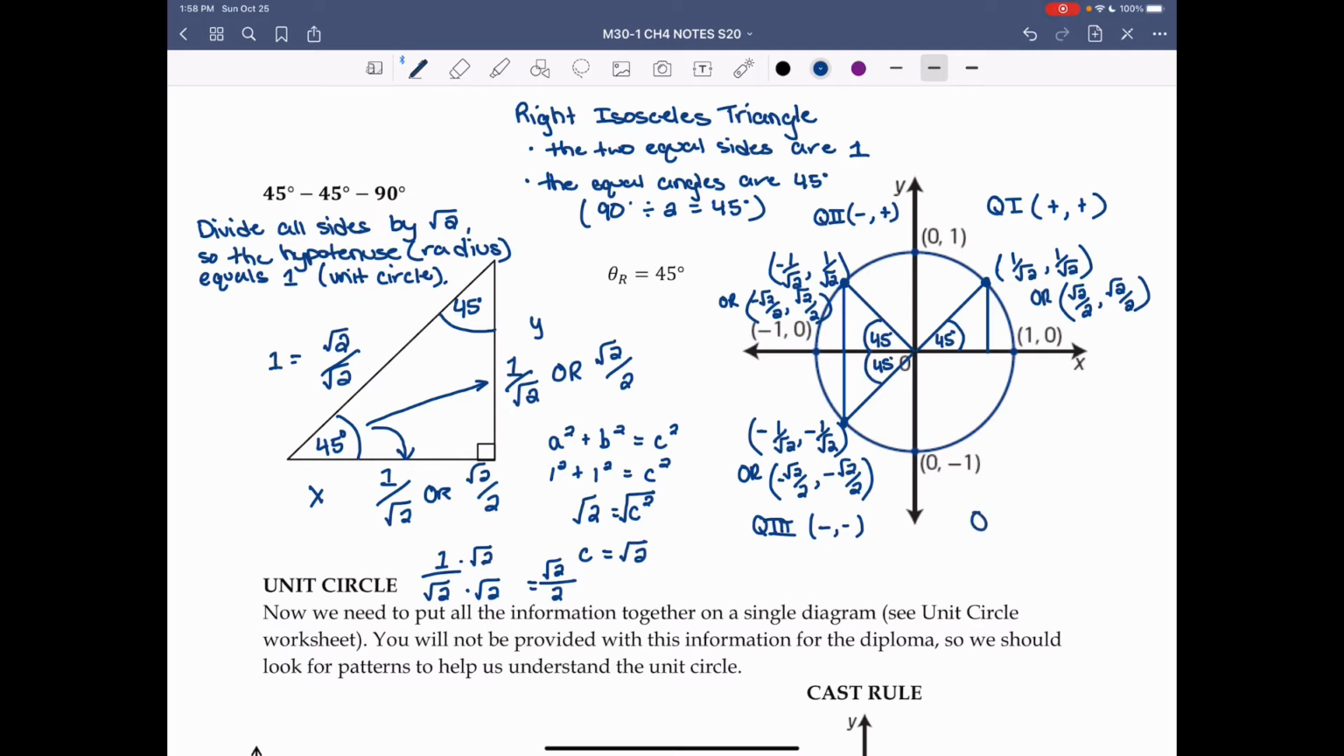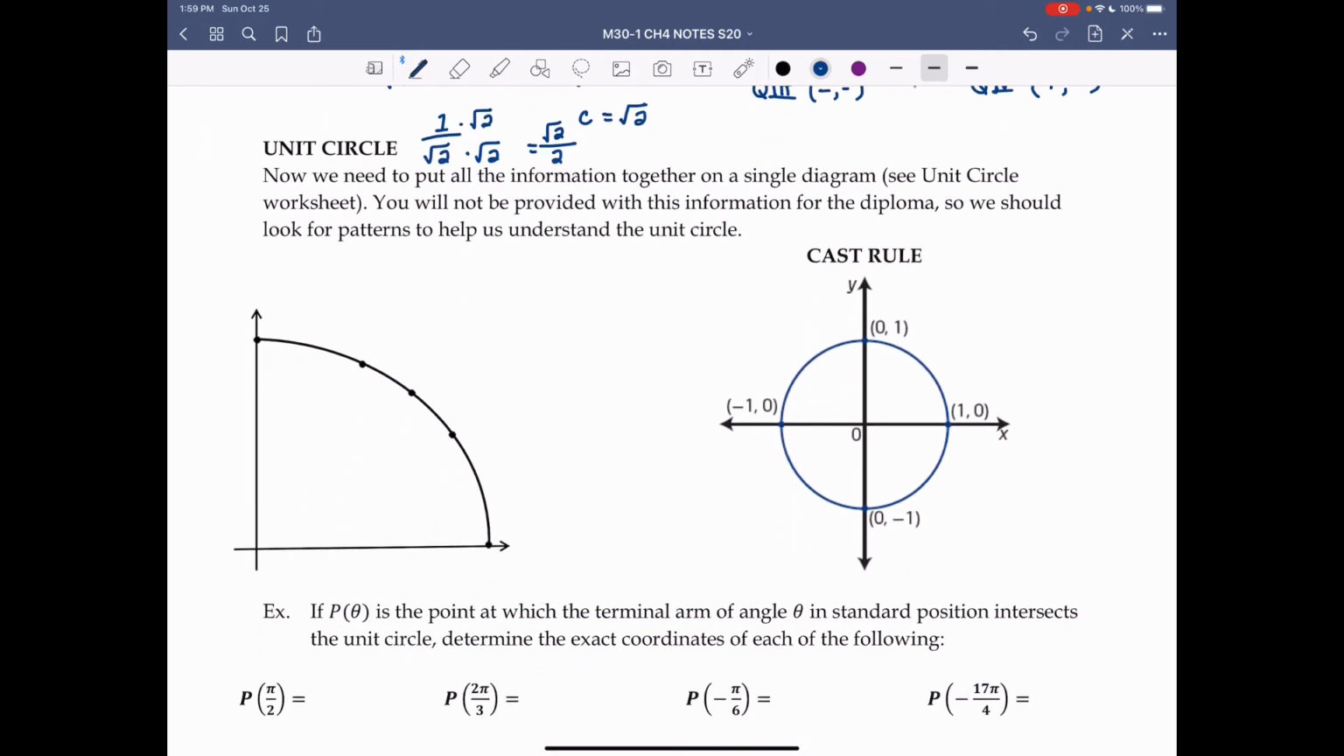And then lastly, in quadrant 4, the x value is positive and the y value is negative. A reference angle of 45 puts our terminal arm halfway between the two axes, approximately here. Our reference angle is 45. The point where the terminal arm meets the unit circle would be positive 1 over root 2 and negative 1 over root 2, or positive root 2 over 2 and negative root 2 over 2.